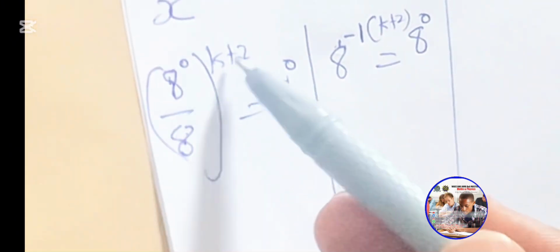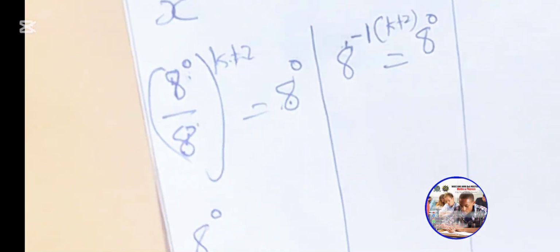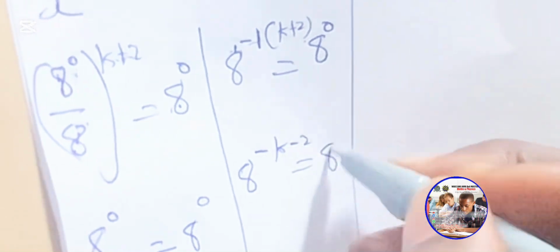Then for this student here, he will now open this bracket. That is to say, he will use this to multiply the powers of everything that is here. So he will say this times this gives 8 raised to 0, and then this times this gives 8 to the k plus 2, equals 8 raised to 0. Whereas for this one, you open this bracket directly and you will say 8 to the minus k minus 2 equals 8 raised to 0.